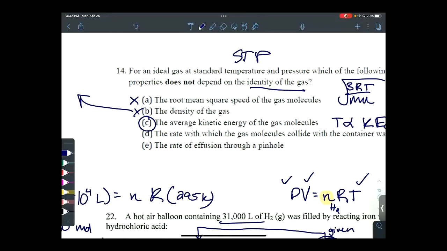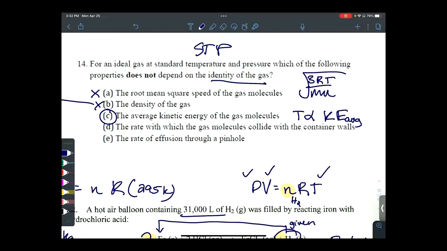D, rate at which a gas molecule collides with container walls. That kind of gives it away. Since I said velocity changes, D will also change based upon your sample. E, rate of effusion through a pinhole. It does depend, because if we use Graham's law, remember we use molar mass over molar mass. So again, it depends on the identity, so that one's wrong. Oh, this isn't a select all. Sorry, I thought it was a select all question. So we would have stopped right at C.